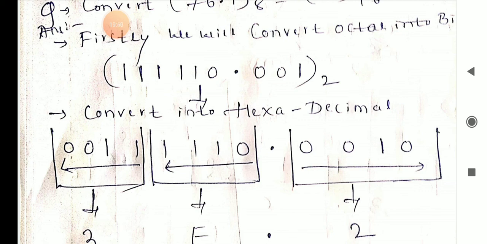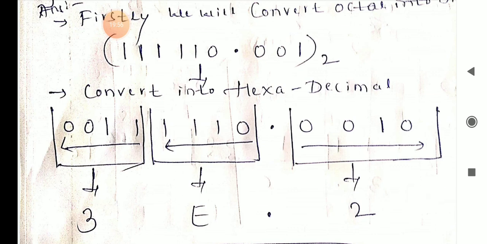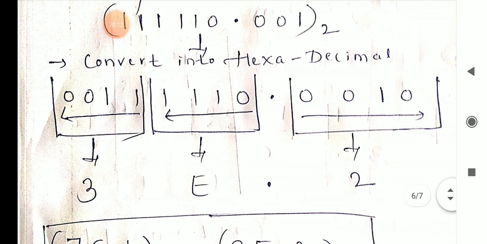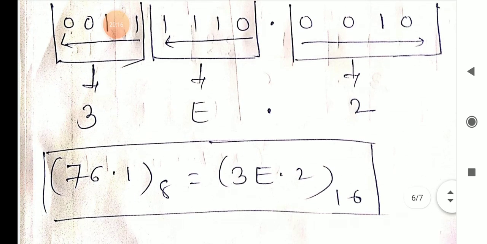In the hexadecimal table, 0010 is 2. The dot we keep as it is. Before the dot we have 111110, so make groups of 4. The remaining 11 needs two zeros added, giving 0011, which is 3 in the table. 1110 is E. So the answer is: 76.1 octal into hexadecimal is 3E.2.